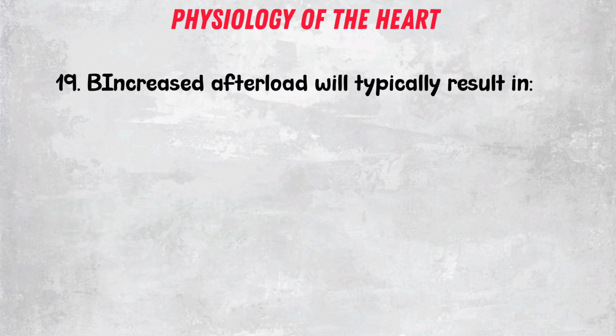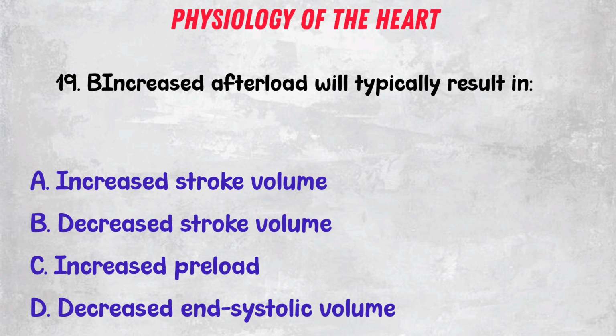Question number 19. Increased afterload will typically result in, we have A, increased stroke volume, B, decreased stroke volume, C, increased preload, and D, decreased end systolic volume. The answer is actually B, decreased stroke volume, because higher afterload makes it harder for the ventricles to eject blood, and this reduces the stroke volume.